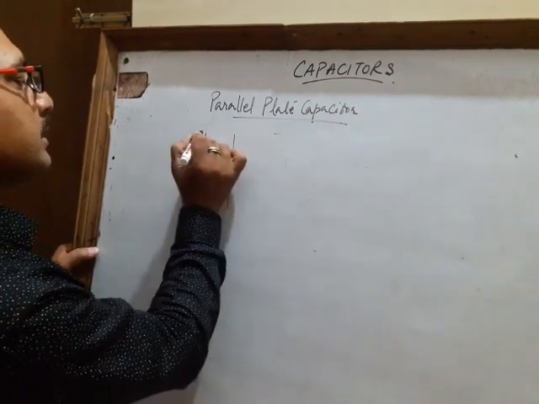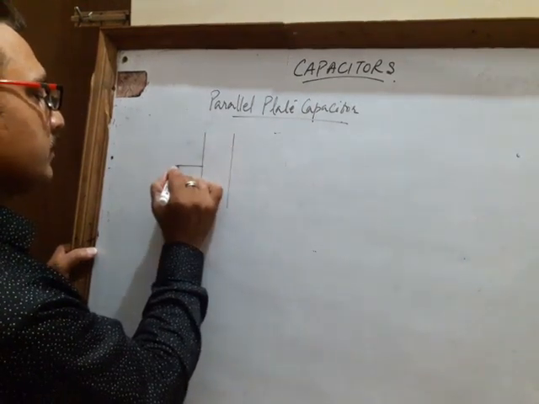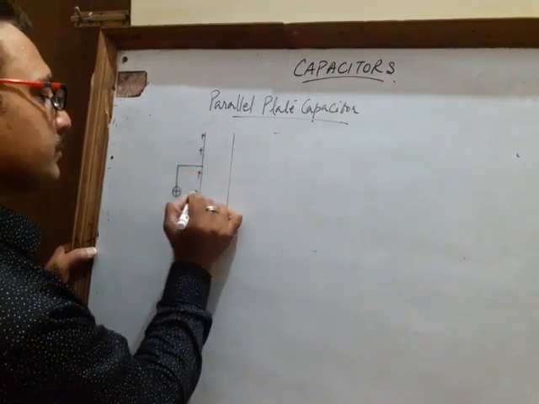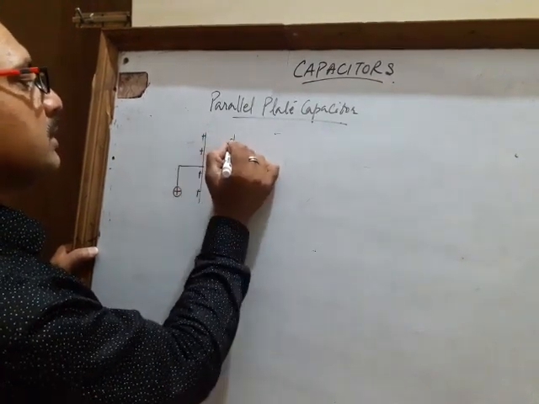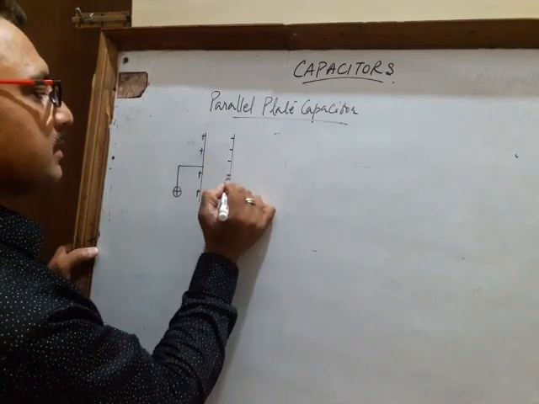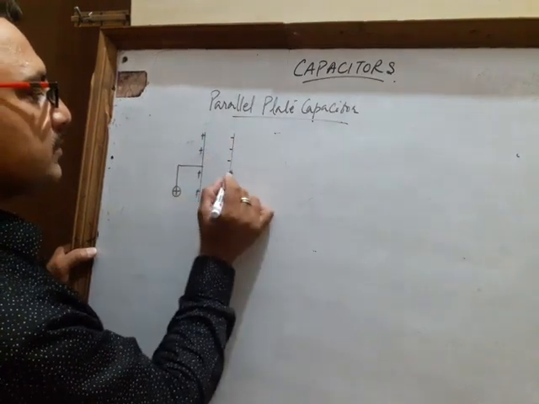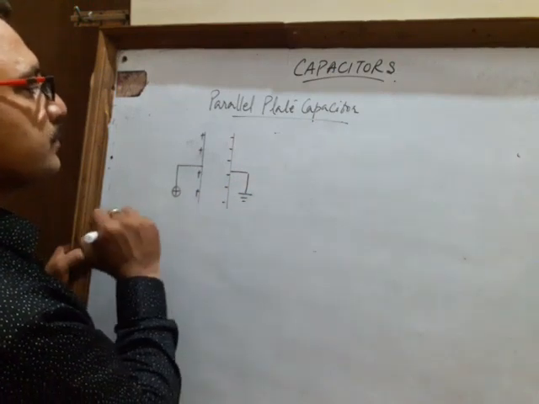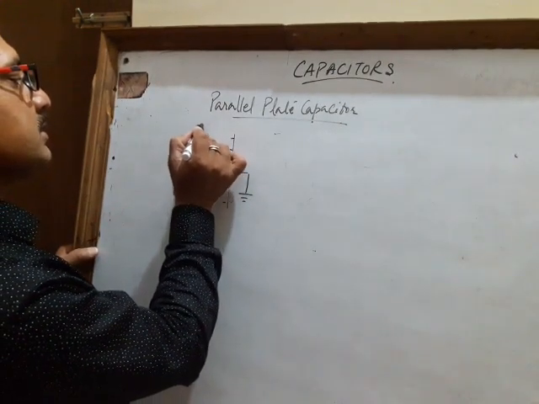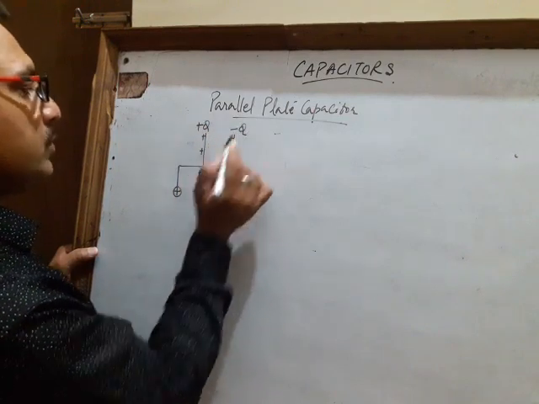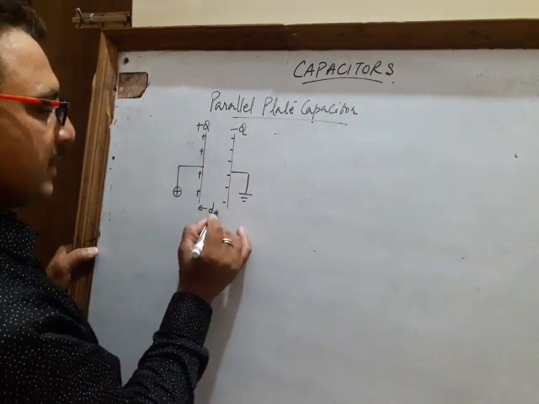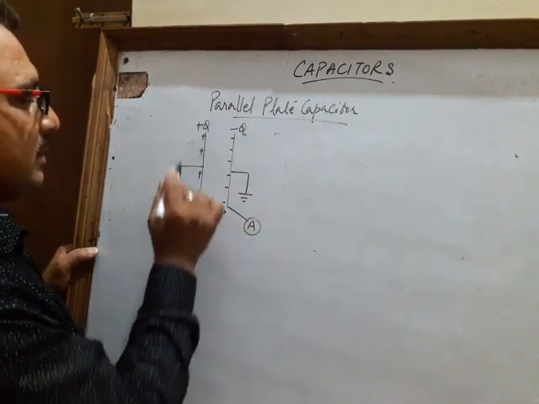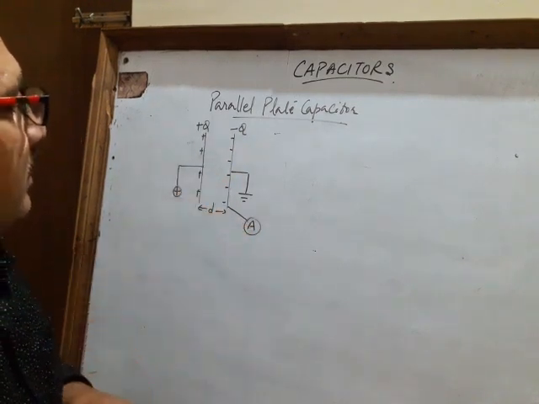This is a parallel plate capacitor. The first plate is given a positive charge, and the second plate acquires an equal amount of negative charge. Its outer surface is earthed. Suppose this is +q, this is -q. The distance between the plates is small d, and the area of cross section of the plates is A.